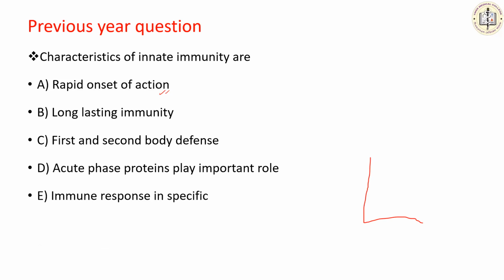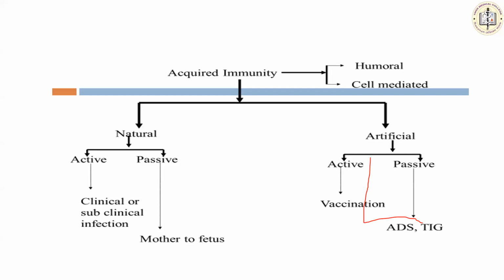Immune response is specific, true or false? False. So immunity we can divide into humoral or cell mediated by the action. By action, acquired immunity is divided into humoral and cell mediated. These are divided due to action.